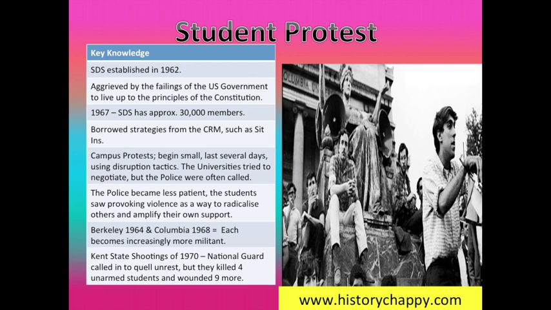The Berkeley 1964 protest and Columbia 1968 protest are good examples of how protest was becoming increasingly more militant over time. The Kent State shootings of 1970 was where the National Guard were called in to quell this unrest and ended up shooting and killing 4 unarmed students, causing a mass nationwide outcry.